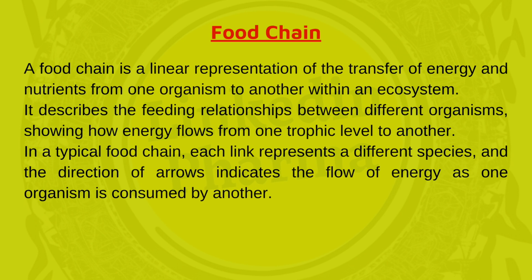Food chain. A food chain is a linear representation of the transfer of energy and nutrients from one organism to another within an ecosystem. It describes the feeding relationships between different organisms, showing how energy flows from one trophic level to another. In a typical food chain, each link represents a different species, and the direction of arrows indicates the flow of energy as one organism is consumed by another.